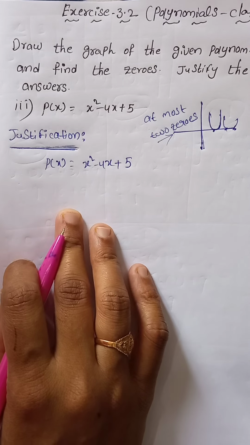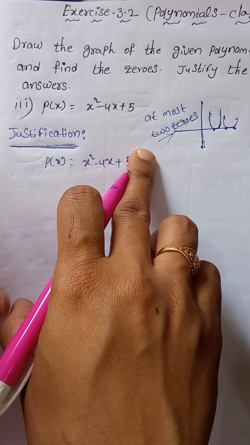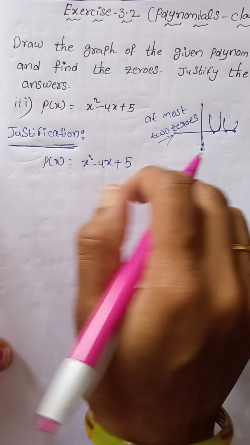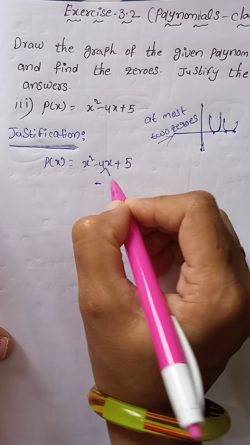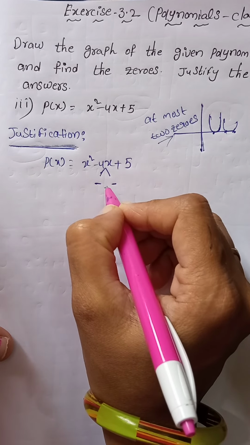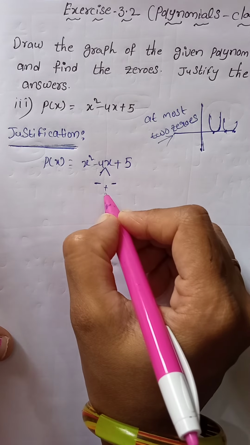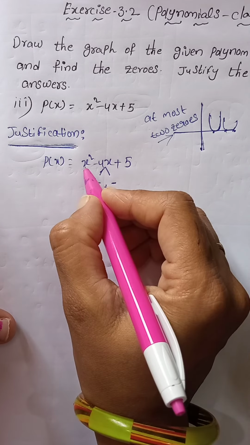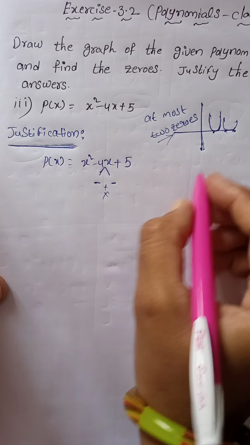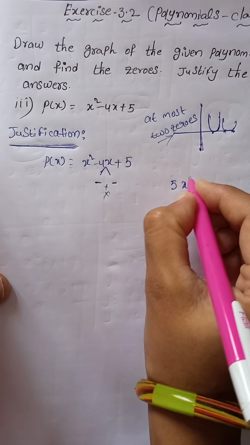So in justification, we need to find factors of this polynomial. How can we find factors of this polynomial? We have to split this middle term into two terms. If you add these two terms, you have to get this middle term. If you multiply these two terms, you have to get the product of this x square and 5. So now take the product of x square and 5, 5x square.